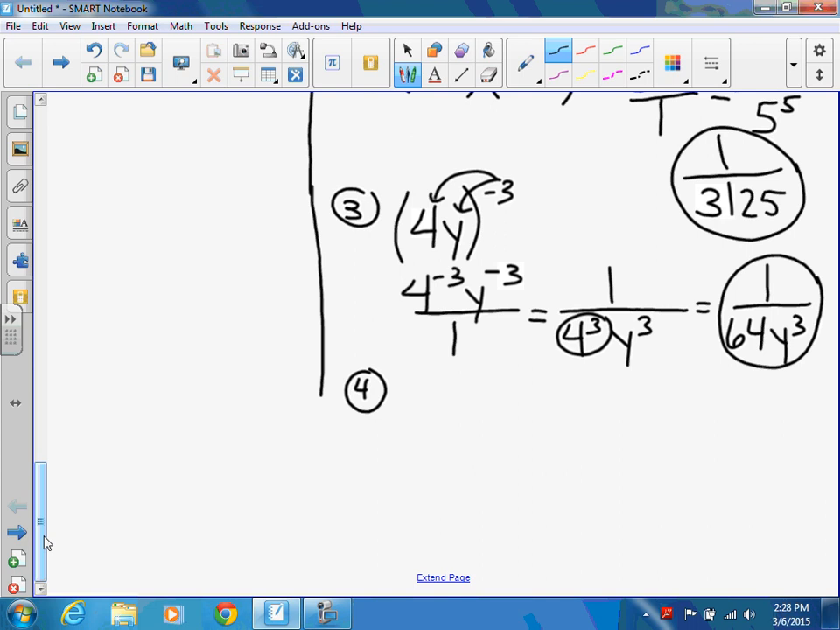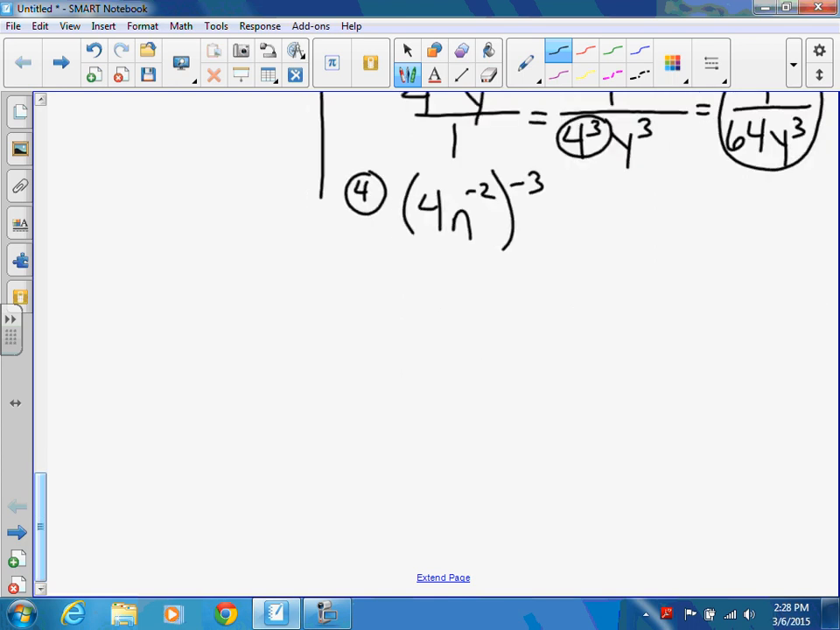Okay. If I have (4n to the negative 2 power) in parentheses, and then a negative 3 power on the outside. Again, remember, whatever power is outside has to be given to everybody inside. So the 4 gets the negative 3, and the n to the negative 2 gets the negative 3. So this becomes 4 to the negative 3rd power times, and then you have a power of a power right here. When you have an exponent raised to another exponent, that means you multiply them. Negative 2 times negative 3 is going to create n to the 6th power.